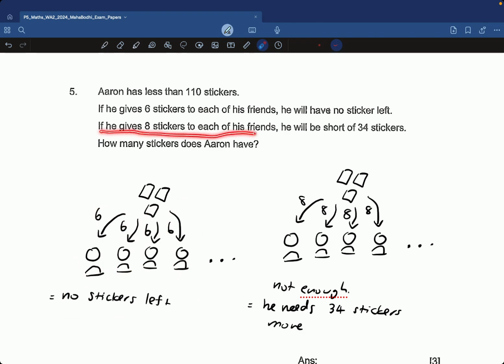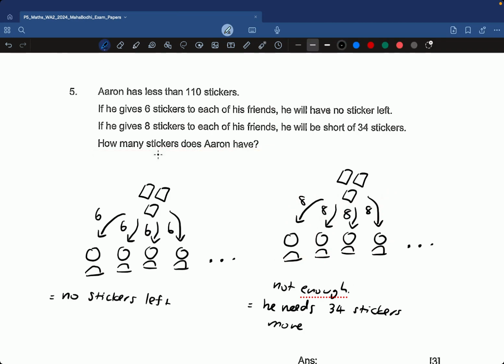If he gives 8 stickers to each of his friends, he will be short of 34 stickers. That means it's not enough. He needs 34 more stickers to give away 8 to each of his friends. So how many stickers does Aaron have?